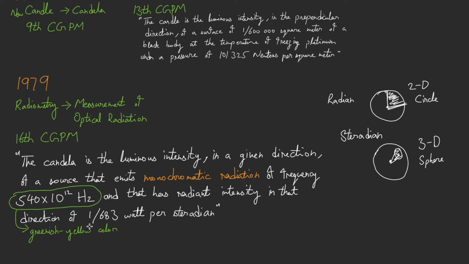And then, what is 1 by 683 watt per steradian? Why choose 1 by 683? So 1 by 683 was chosen so that the new definition would match with the previous definition. That is why 1 by 683 was chosen, because it should match with the previous definitions.